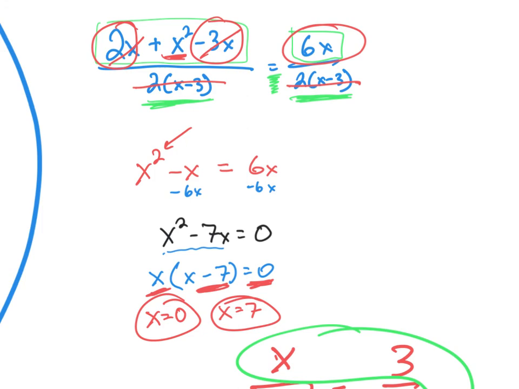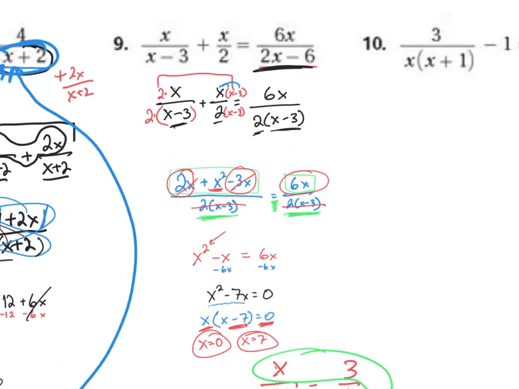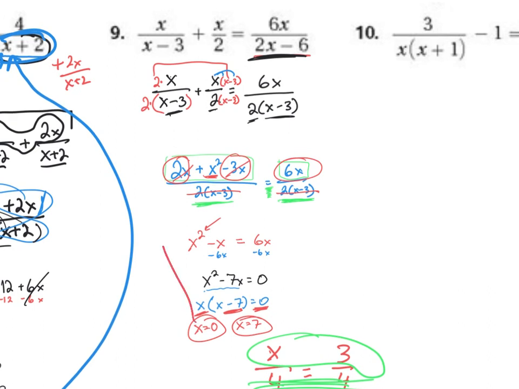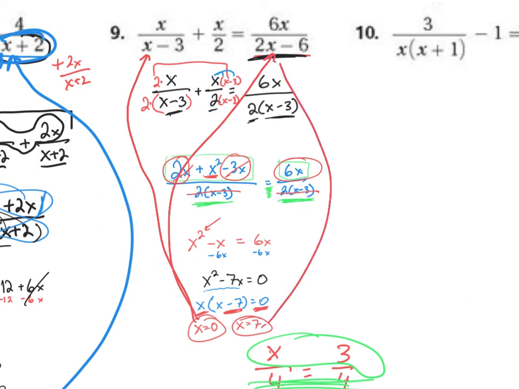All right, perfect. What's the last step we need to do? Check it. Are either of these going to give me a problem? If I plug the 0 in here, does it make the bottom equal 0? Nope. Plug the 0 in there. Does it make the bottom equal 0? Nope. Okay, so that's good. 7. Does 7 make the bottom 0 there? Nope. Does 7 make it 0 there? Nope. Looks like I get two answers, 0 and 7. Okay, so that's what it looks like.